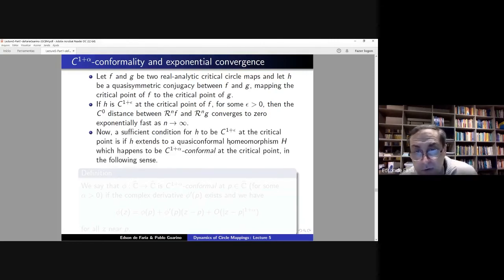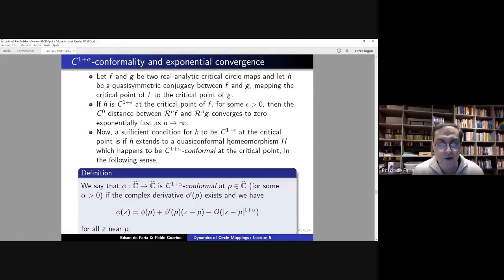Now, suppose you want to show that the conjugacy is C1 plus epsilon at the critical point. Well, that's very hard to do while staying in the real line, but it would follow almost immediately if you could prove that this H is actually the restriction of some quasi-conformal homeomorphism that happens to be C1 plus alpha conformal at the critical point. What does that mean? That means the following.